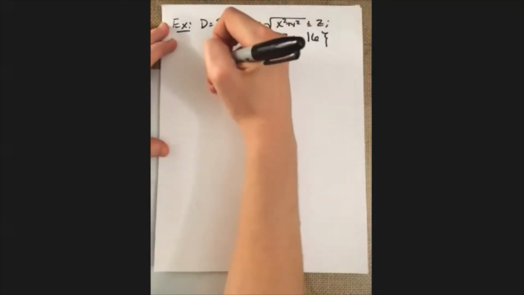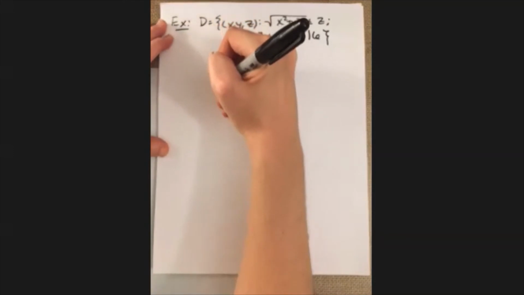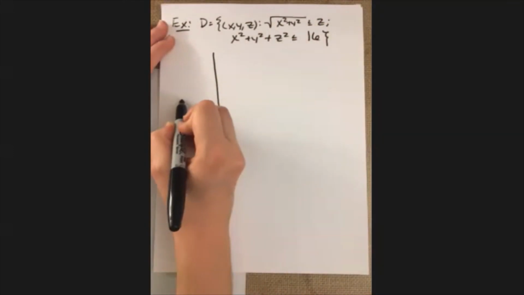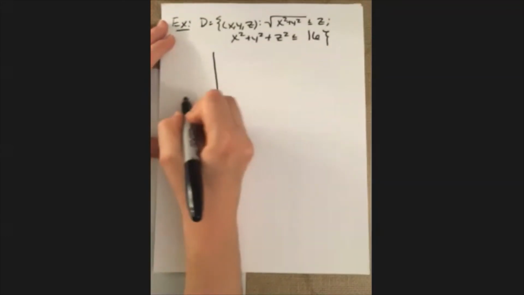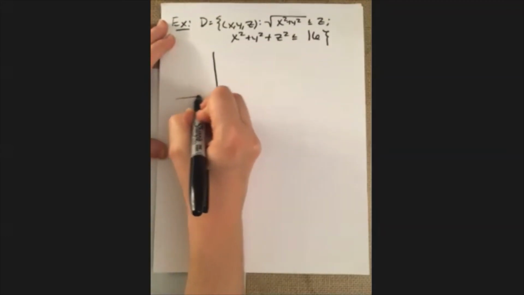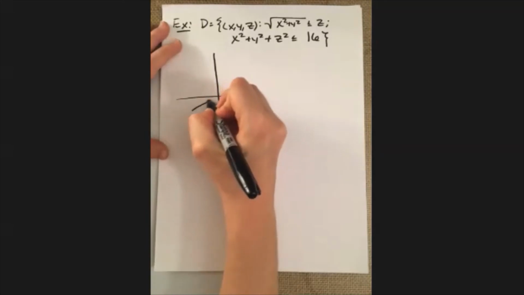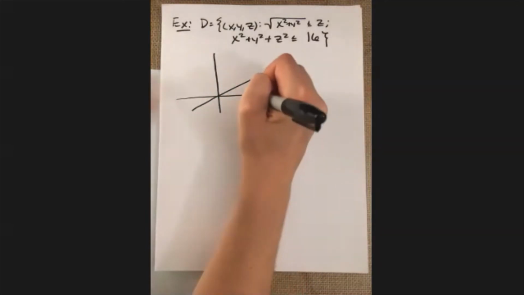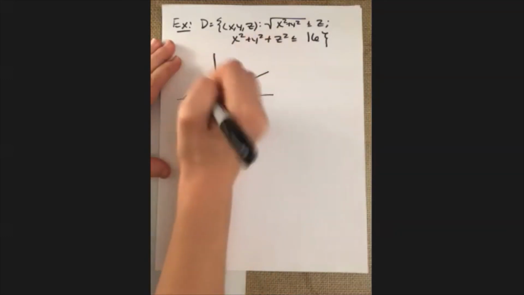So let's sketch this a little bit. I'm going to start by sketching that sphere, because that's containing our actual space, that cone there. It's going to look something kind of like this. Okay, so radius 4.